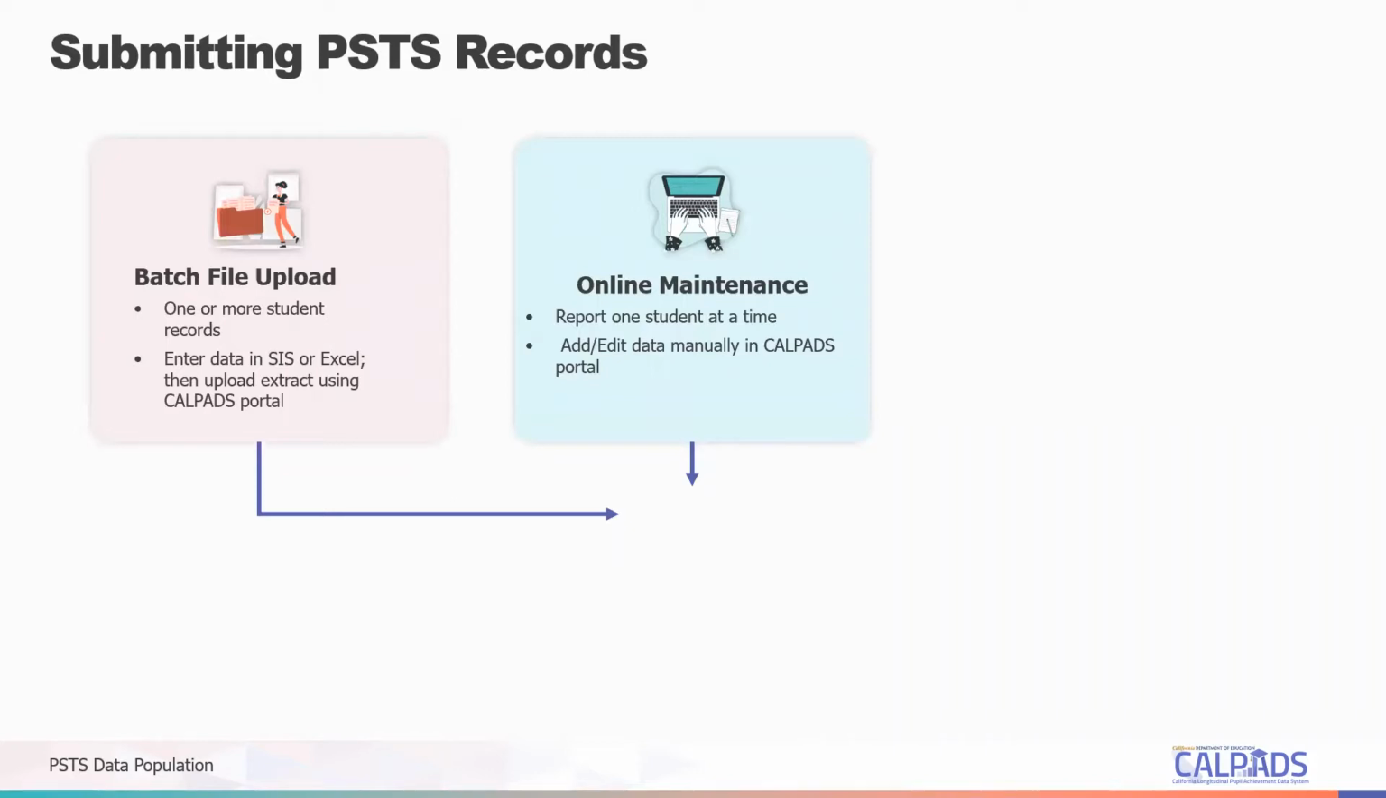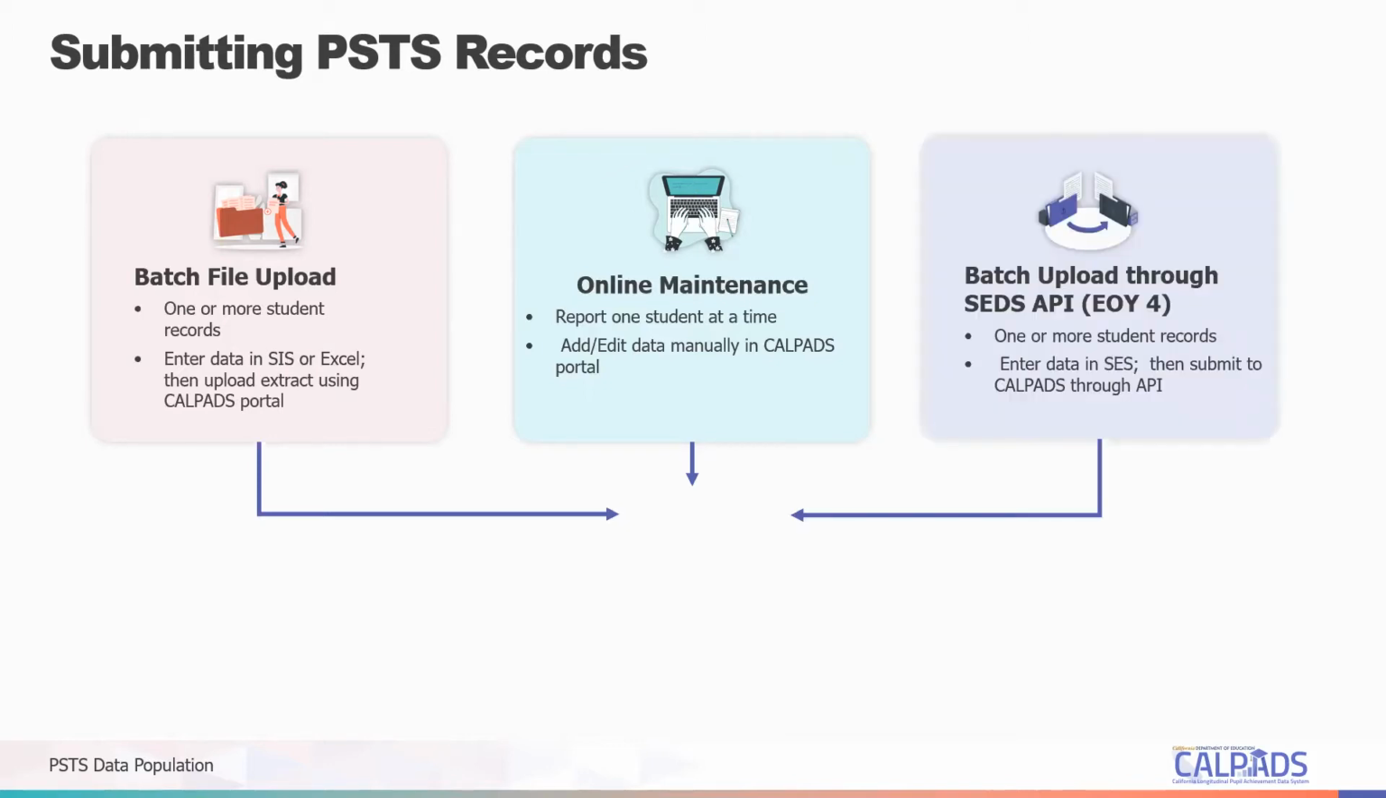However, this functionality is slower, and you should only use this when correcting remaining certification errors or report discrepancies related to PSTS. And of course, for end of year 4 submission, special education related PSTS survey data will come from your special ed system and push to CALPADS through the API. But of course, this is for SPED data during the end of year 4 submission.